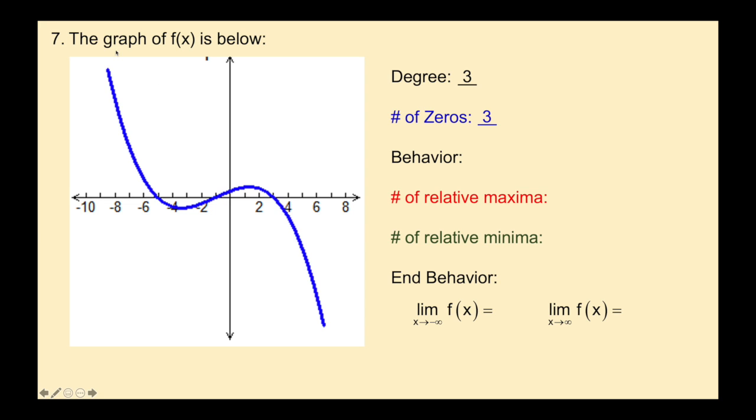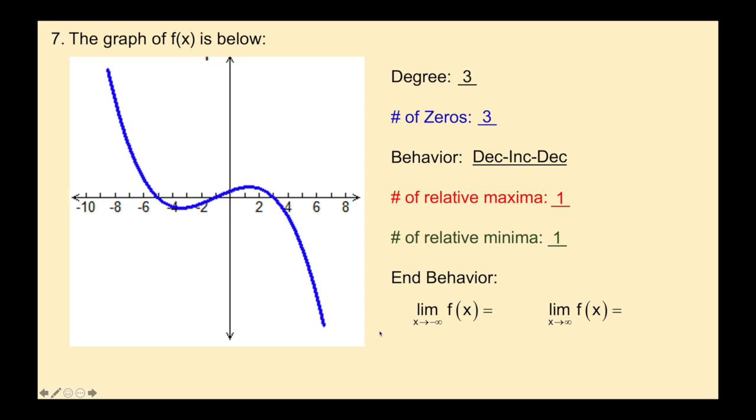As far as the behavior, again, if I start on this side and I trace the graph, it goes down, then it goes up, then it goes down. So this is decrease, increase, decrease. The number of relative maximums is going to be 1 because I have this 1 point right there, which is a high point. And then for minimums, it's going to be 1 because I have 1 low point.